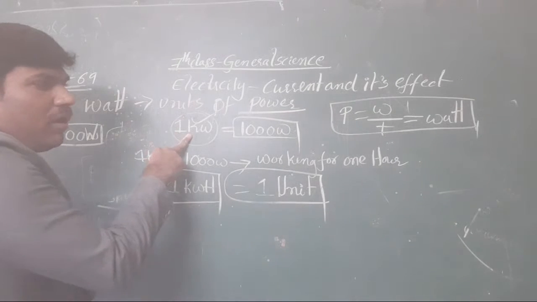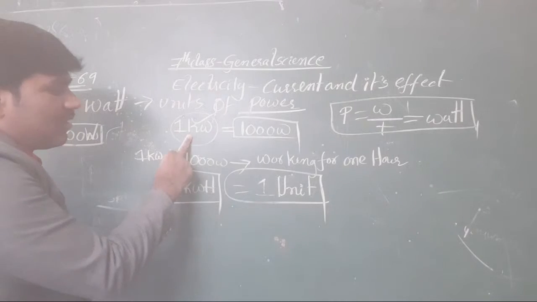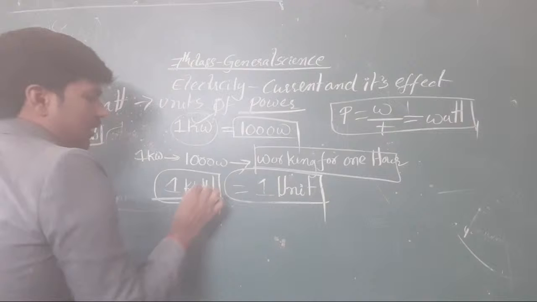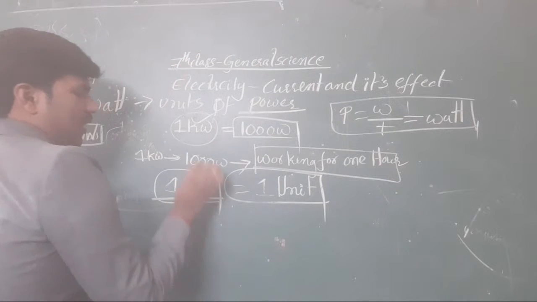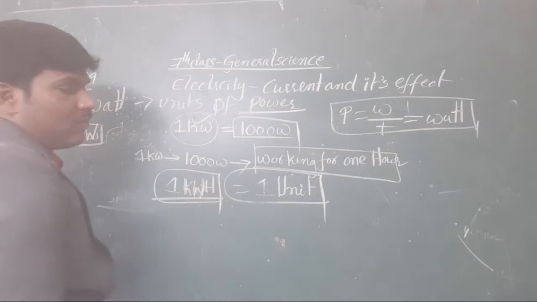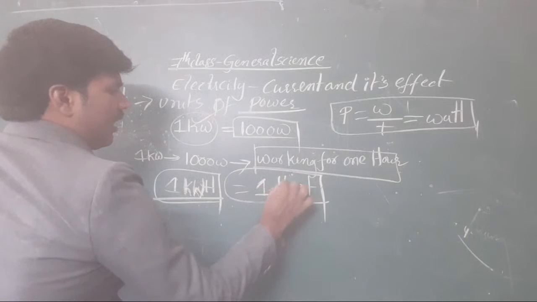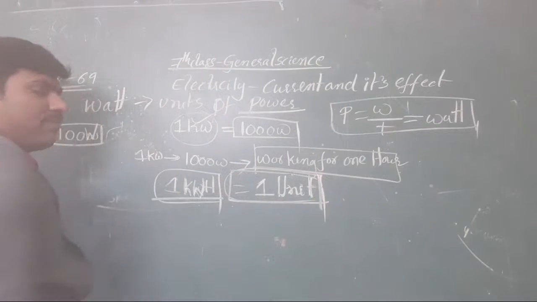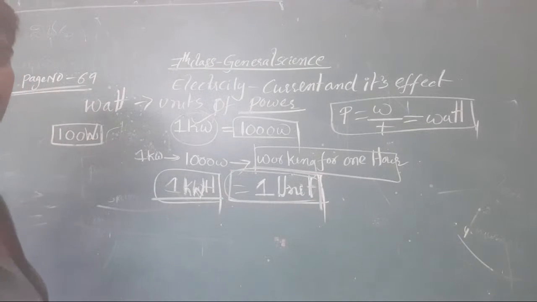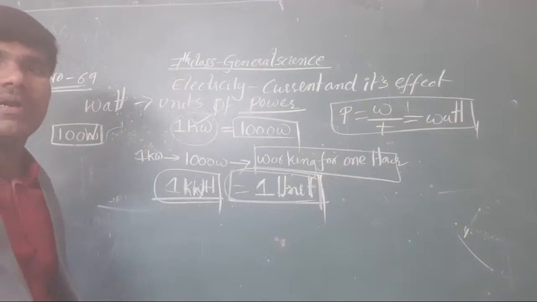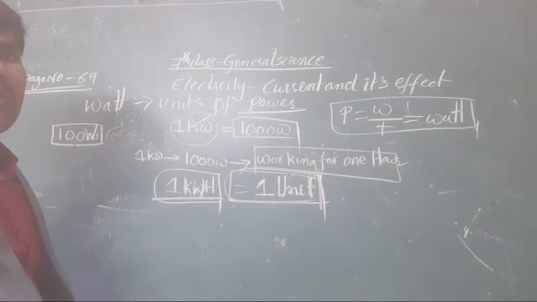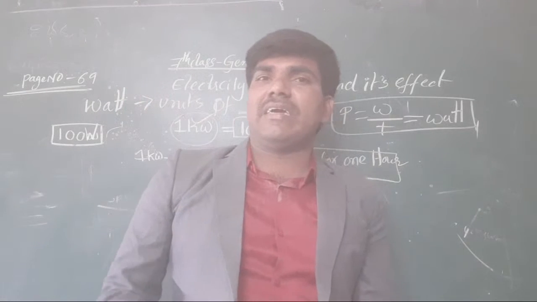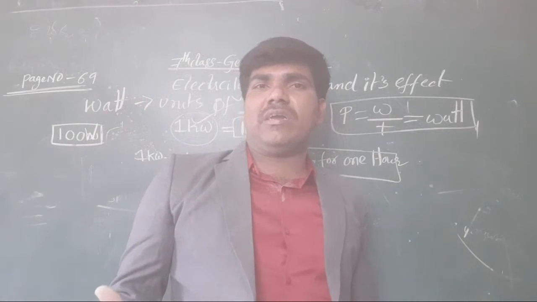If a 1 kilowatt instrument works for 1 hour, it is called 1 kilowatt hour. That 1 kilowatt hour is called 1 unit. I hope you got it. This is the information about the 1 kilowatt hour. That 1 kilowatt hour is used for measuring the current bill. Now we said that our home contains the water.